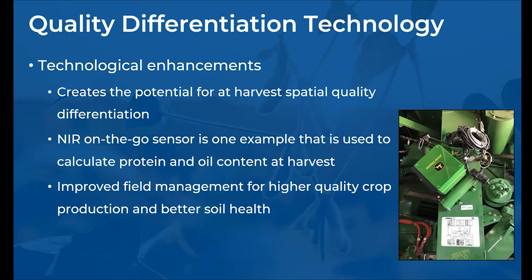With technological enhancements, it creates the potential for at-harvest spatial quality differentiation within your fields. One example of that is a near-infrared on-the-go sensor, and that is used to calculate protein and oil content at harvest, which would just mount right onto your combine. And also, it allows for improved field management for higher quality crop production and better soil health because you'll have a better idea of nutrient uptake and also other field management practices that you're using in your operation.